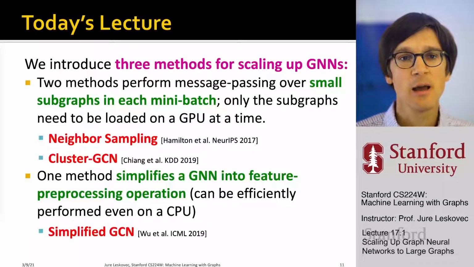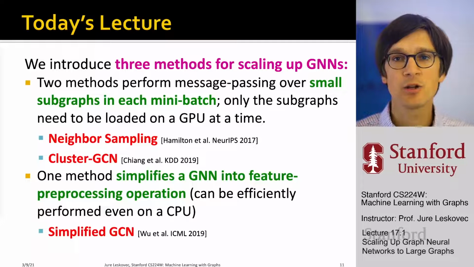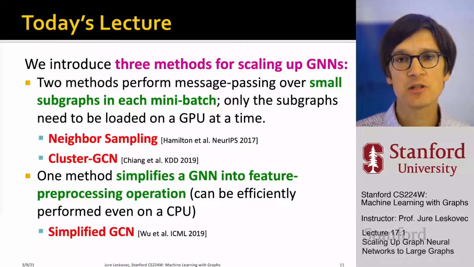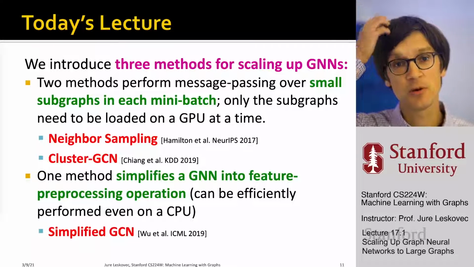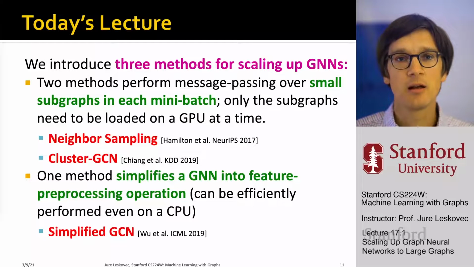And then I'm also going to talk about the third method, which will be about simplifying the GCN in such a way that we simplify the architecture so that computation can be efficiently performed on a CPU, and because CPU has a lot of memory, we can scale to large graphs.